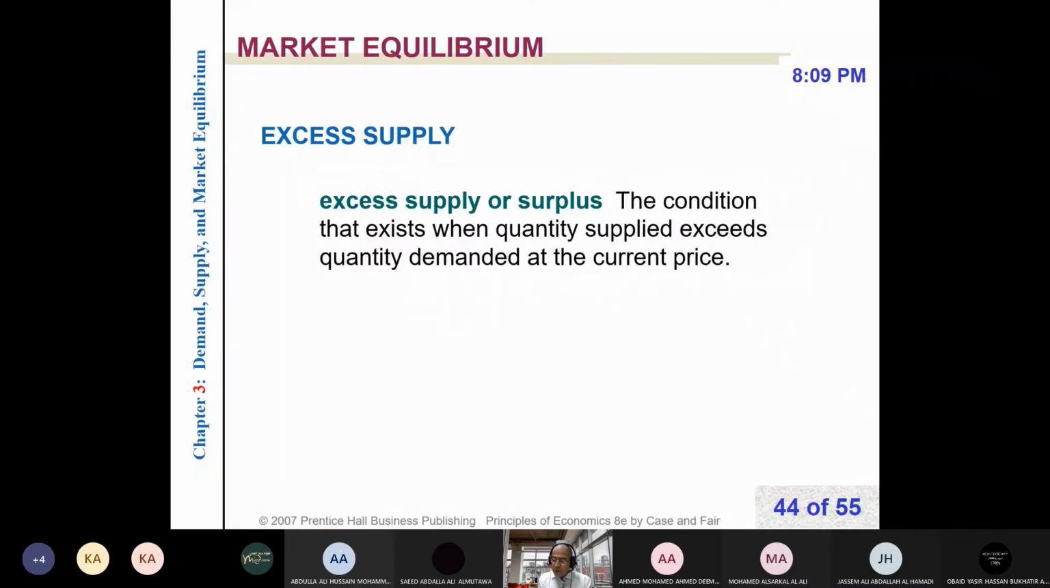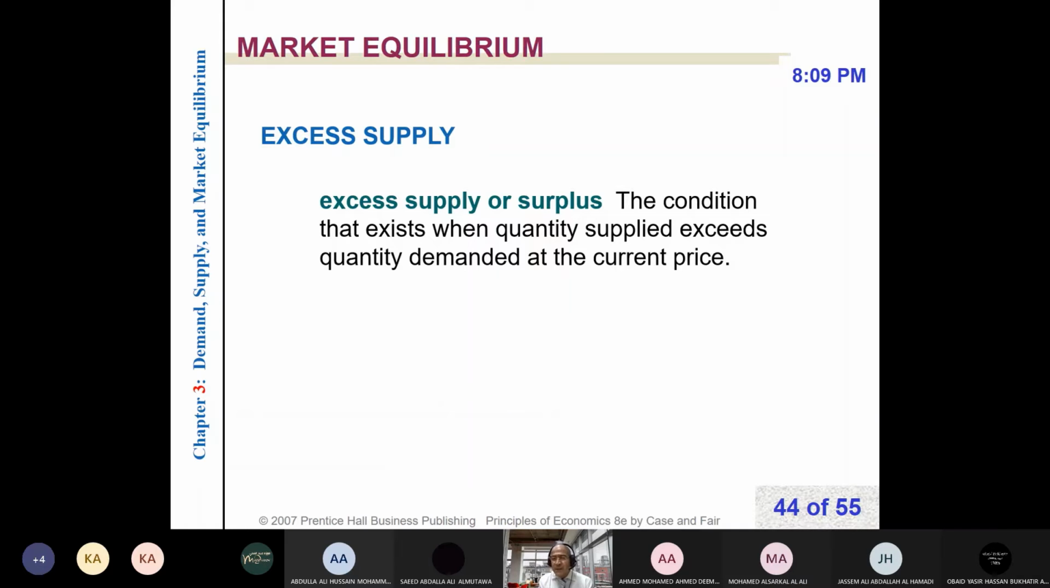Okay, Hamid Khalid, are you with me? So Hamid is not with me. Let me go to Jasim. Jasim, could you read this for me? Okay, Doctor. Excess supply or surplus. The condition that exists when quantity supplied exceeds quantity demanded at the current price. Okay, so excess supply means more supply, or surplus.